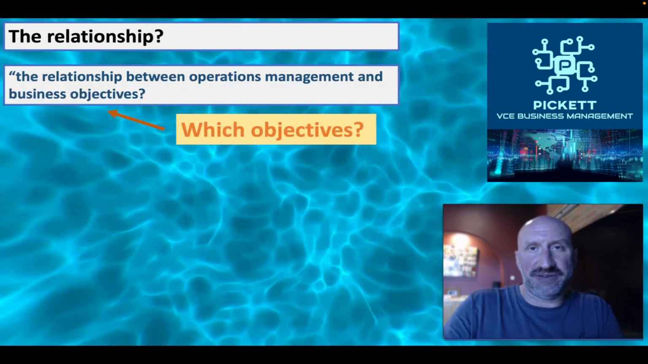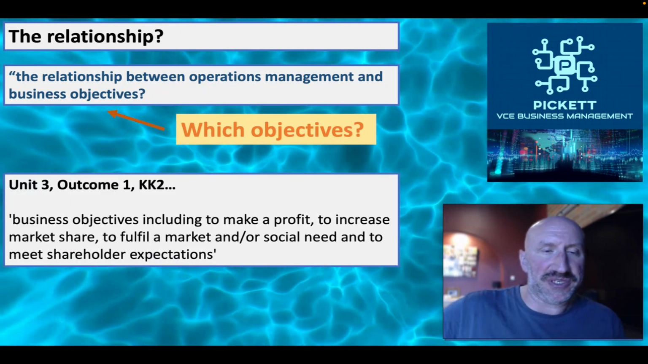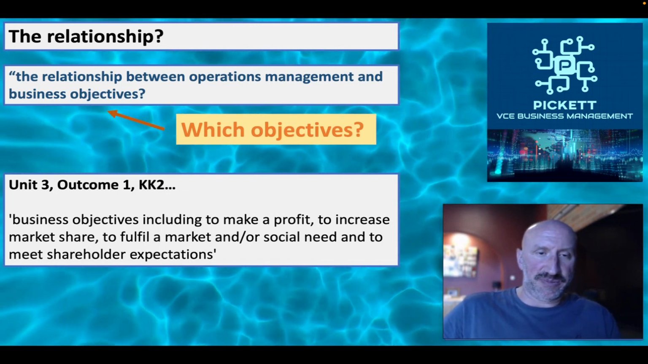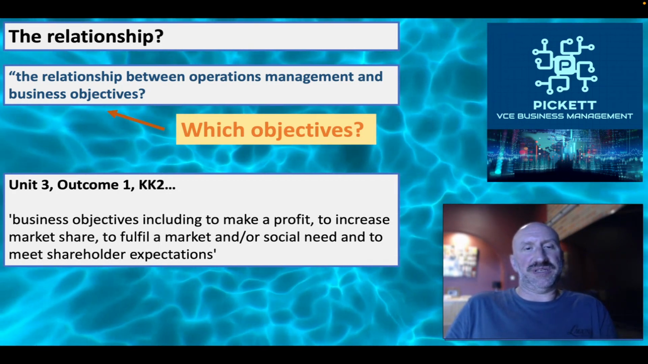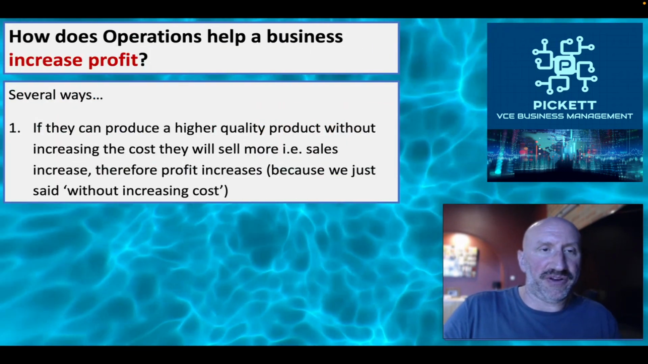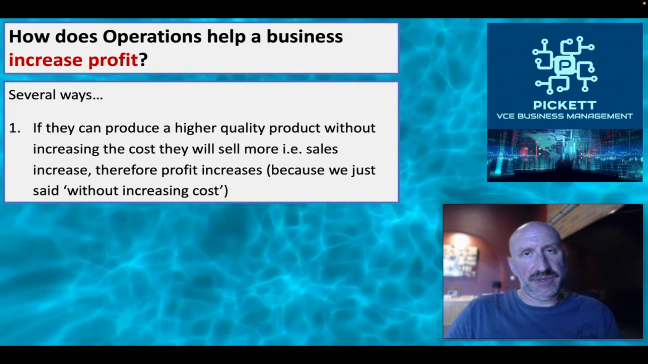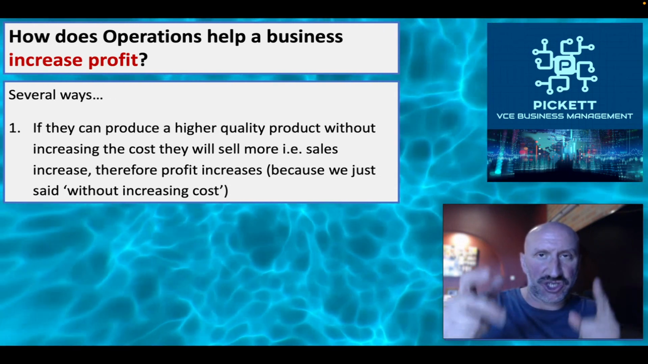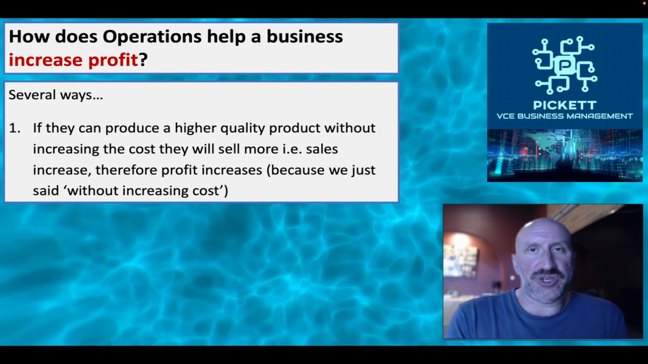So first off, which objectives? I said just a minute ago, let's stick with the ones that were identified earlier on in the study design. Business objectives, including to make a profit, increase market share, so on and so forth. There's those 5 or 6. So it's always easier just to stick with what's in the study design. We know there's more, but let's stick with what we need to cover. So let's take each of those objectives in turn now and talk about how operations can help a business achieve that objective. Now, there are multiple ways in which this can happen.